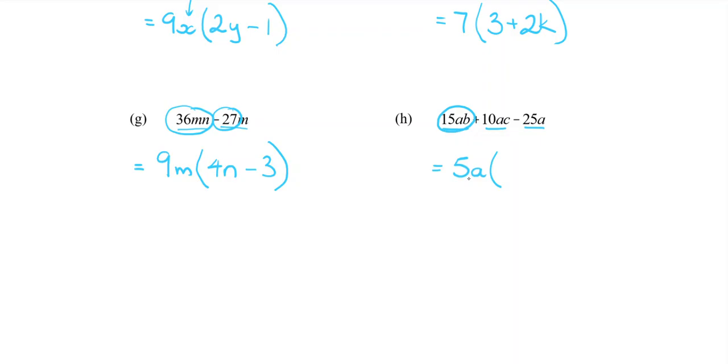15ab divided by 5. So 15 divided by 5 is 3. The a comes out the front, so the b will go in the bracket. Then plus, move on to the second term. 10ac, so 10 divided by 5 is 2. The a comes out the front and the c goes in the bracket. Then minus 25 divided by 5 is 5. The a goes out the front and that's it. Close bracket.